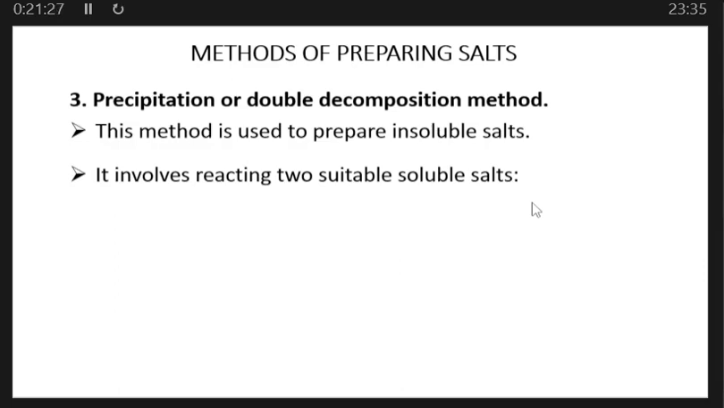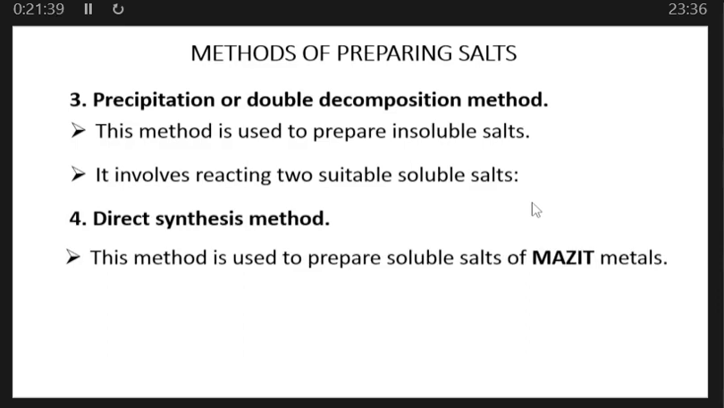All right. So the last method is the direct synthesis method. Although I will not talk about this one more, just know that it exists, and this method is used to prepare soluble salts of reactive metals. For example, if we are preparing magnesium chloride, we can get magnesium metal and react it directly with chlorine to form magnesium chloride. That's what we mean by direct synthesis.